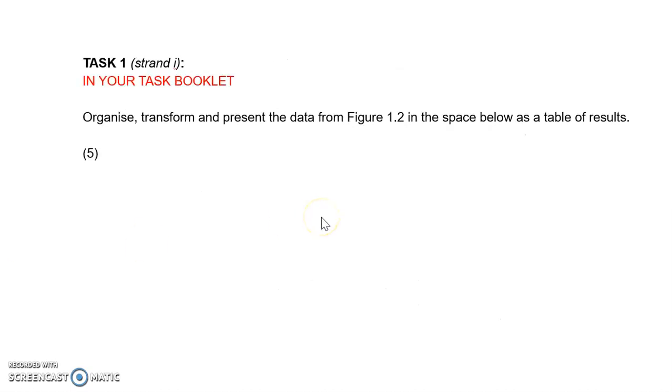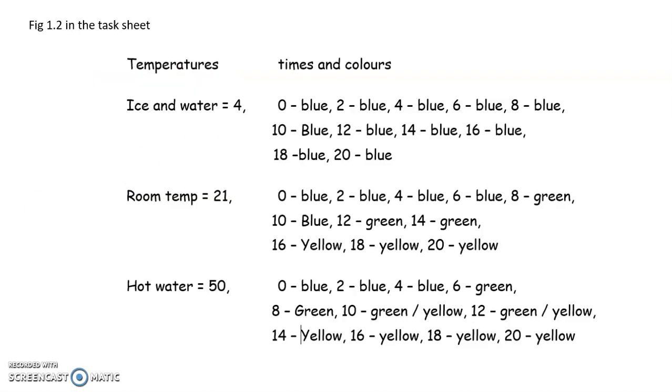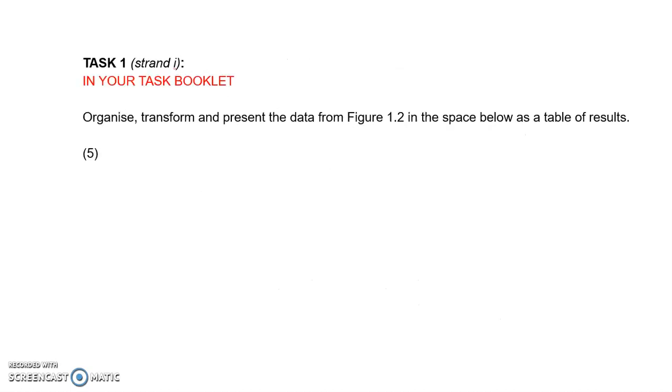So within the booklet, you've got task 1, which says to organize, transform, and present the data from figure 1.2 in the space below in the results table. So what I want you to do is open up the booklet and to produce your own table of data which organizes this here. This is all a little bit messy. It's not very easy to follow. And what you need to do is systematically organize, transform, and present the data into a table of results, which is much more scientific. And it's worth 5 marks because there are 5 things that we're thinking that you should be able to do to make sure that your table is spot on.